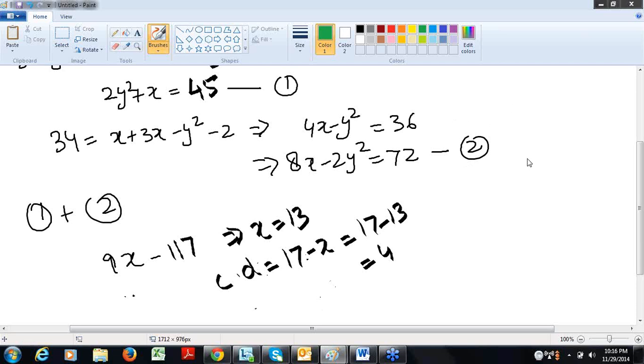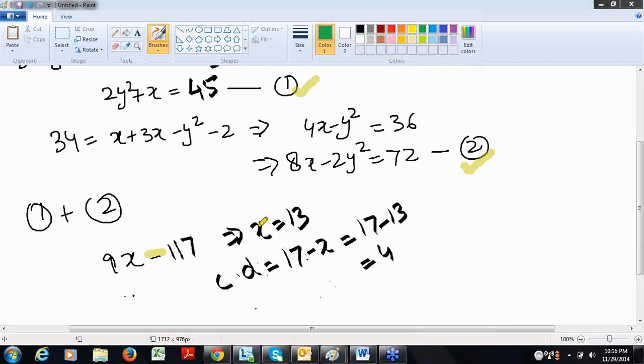So equation 1 and equation 2. Solve these two equations. What we get? Just add these two equations. We get 9x is equal to 117. That means x is equal to 13. If x is equal to 13, then what is the common difference?